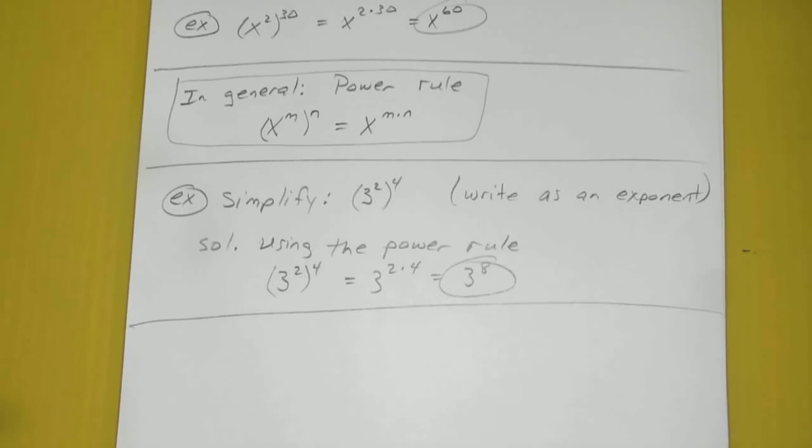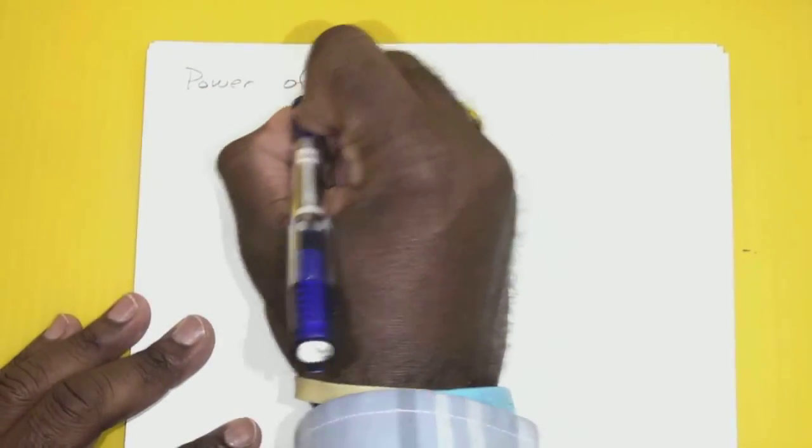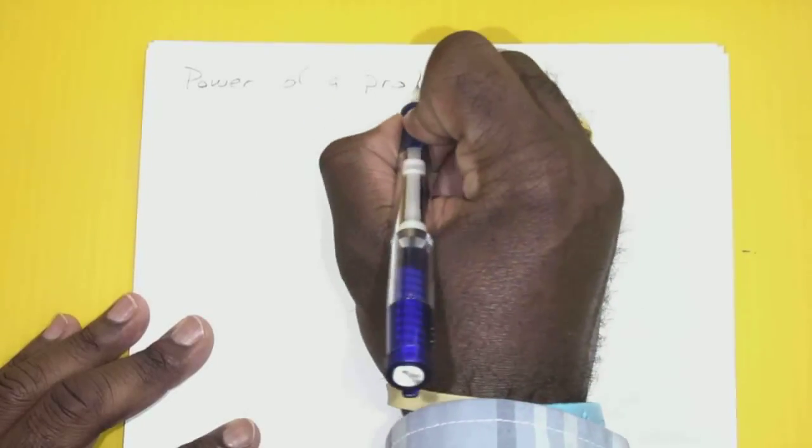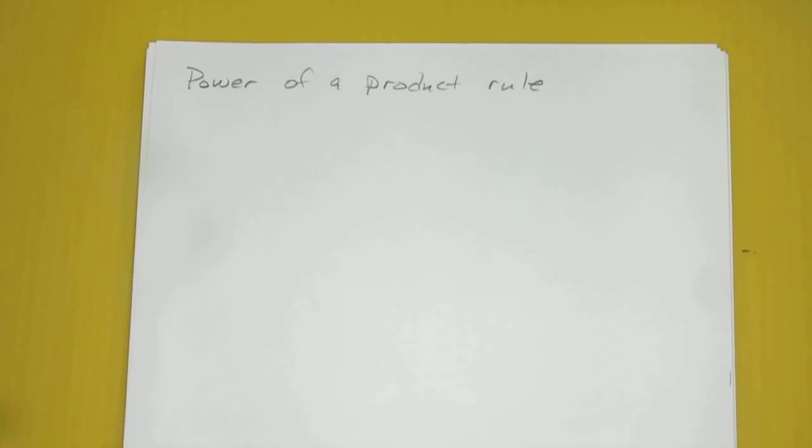All right. So we're going to look at now the power of a product rule, which is what we had the first time. It's just a little tweak on the power rule.